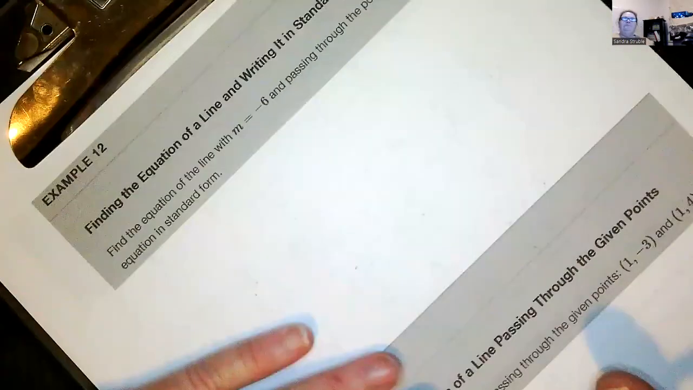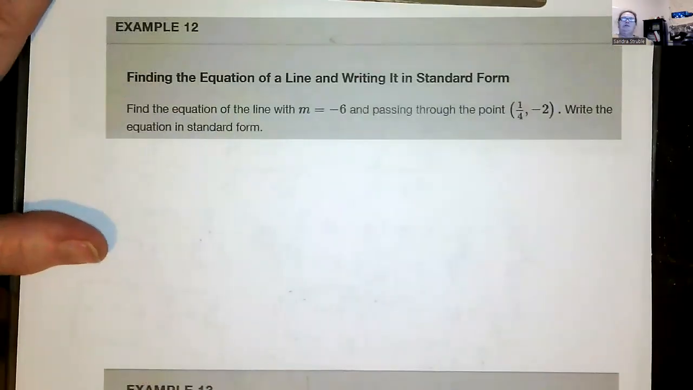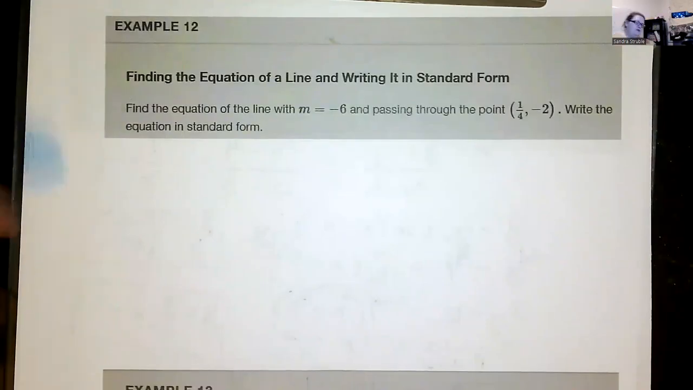All right. Finding the equation of a line and writing it in standard form. All right, let's do one of these. They're giving us our slope. They're giving us a point. So all we need is the point slope formula, which is the words I was looking for earlier.